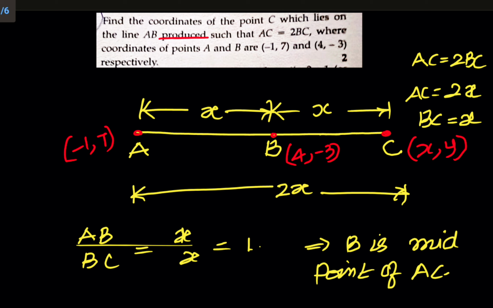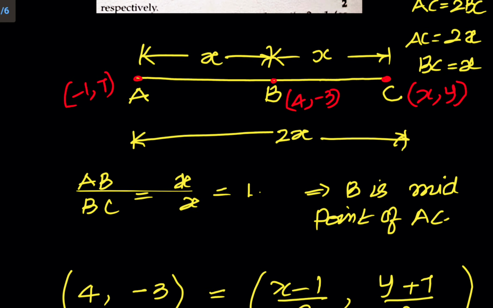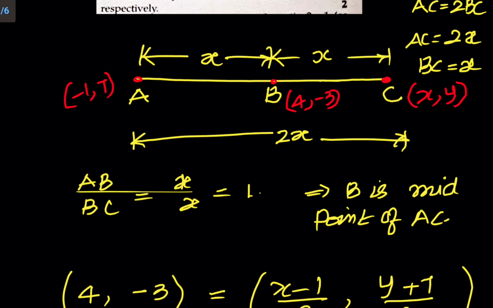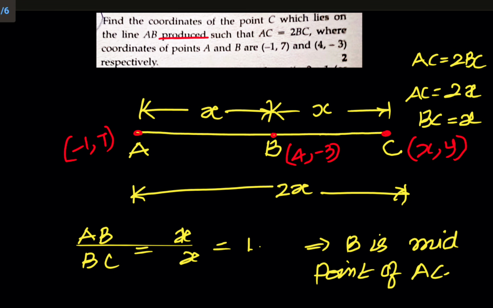We know the coordinates of A. We know the coordinates of B. Coordinates of C, what we have to find out, take them as (x, y). Apply the midpoint formula, equate those values to the coordinates of B. We will get x equals 9 and y equals -13. That means the coordinates of C are (9, -13).